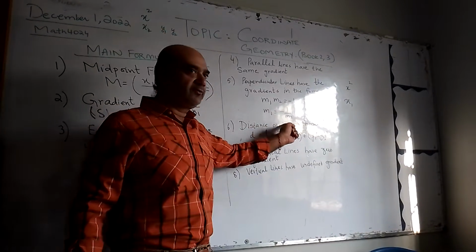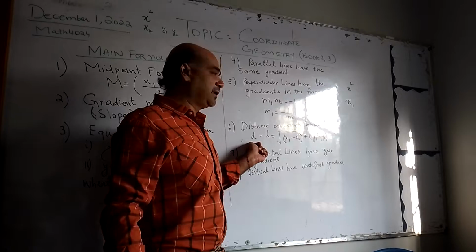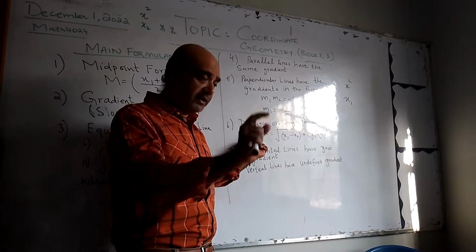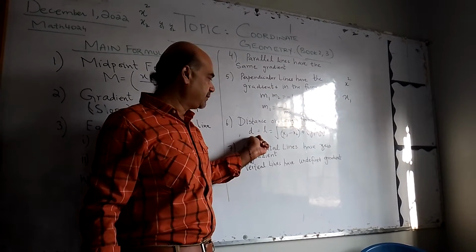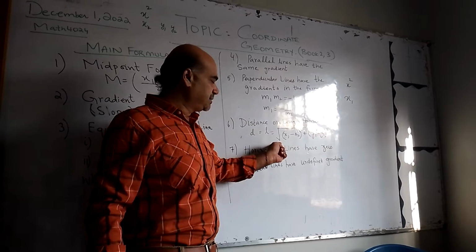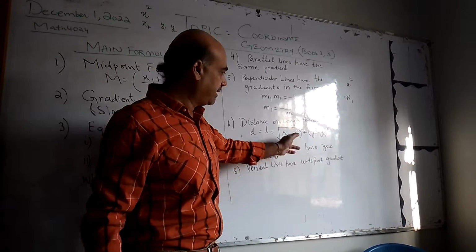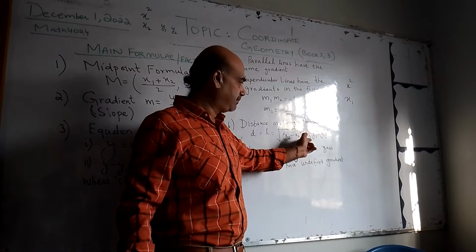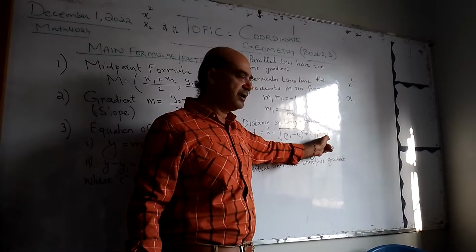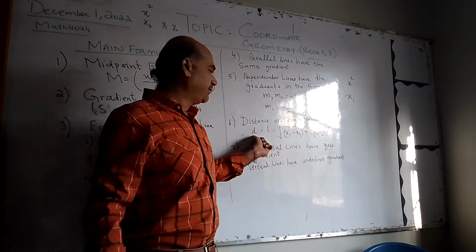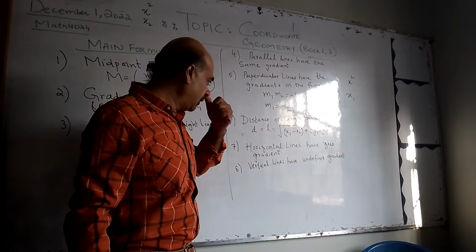Distance or length formula. It is also important to calculate sometimes the magnitude of the line which is given. D equals, or L equals, the square root of (x1 minus x2) squared plus (y1 minus y2) squared, and that will give you the distance or length.